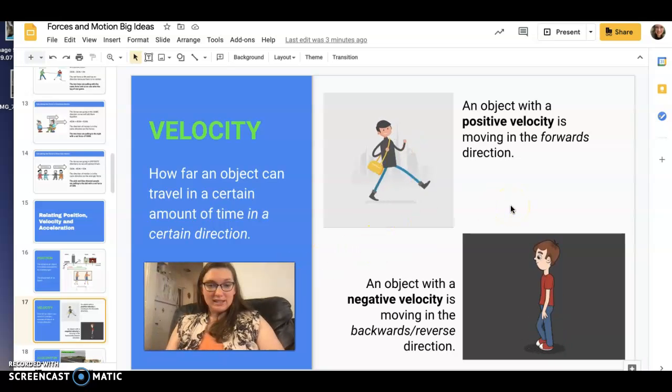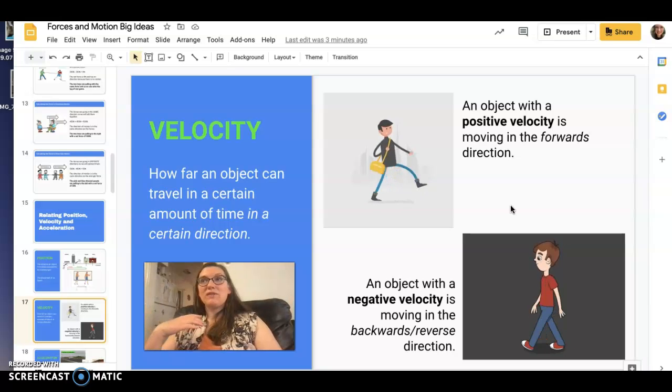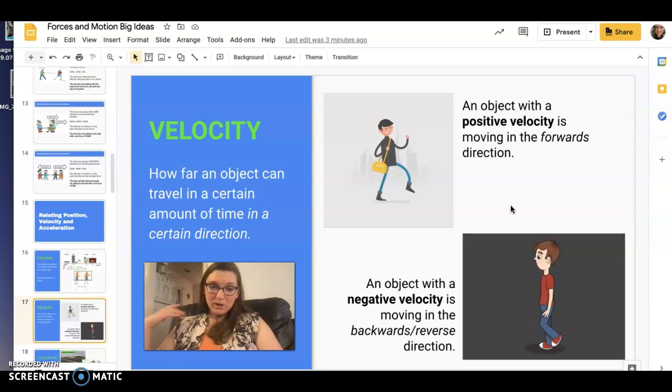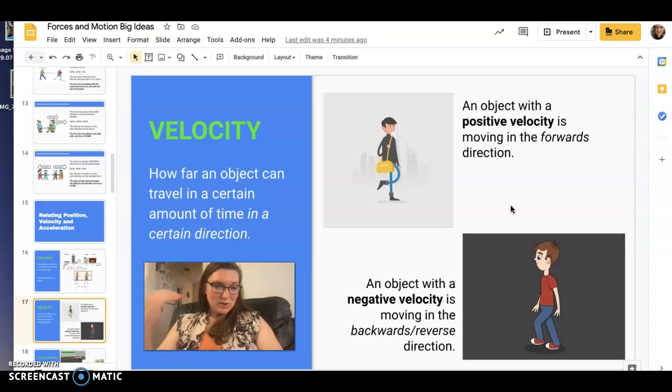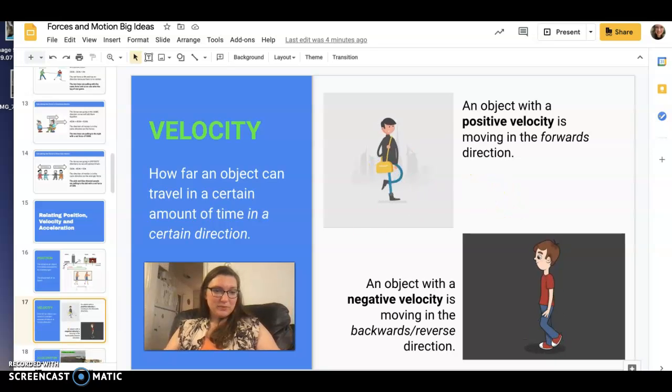And velocity is important to distinguish from speed because velocity has a direction, right? We know if they're moving forwards or backwards or to the left or to the right. And for our purposes, if it's going one direction, it's going positive. If it's going the other direction, it's going negative on the graph, okay?